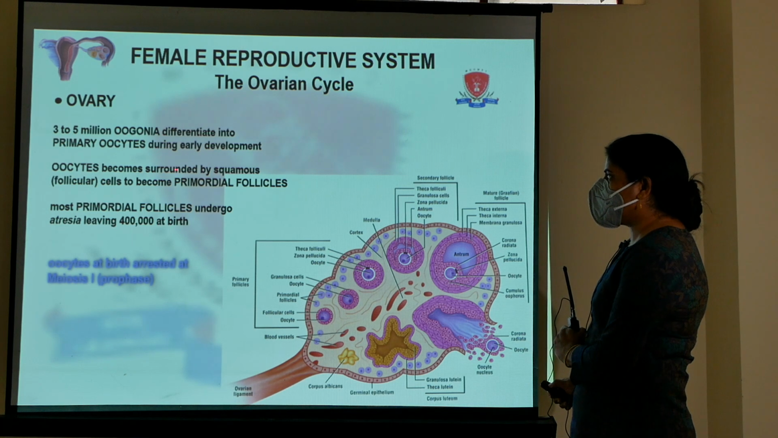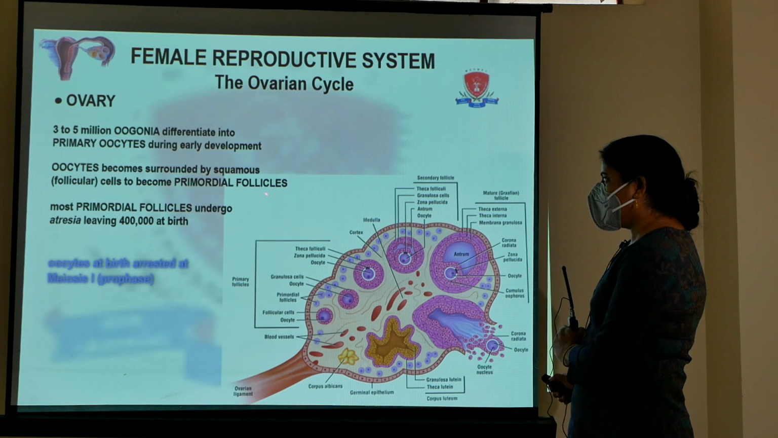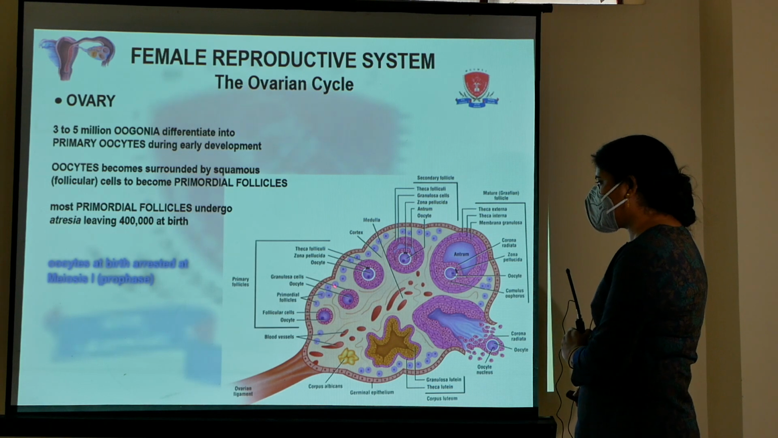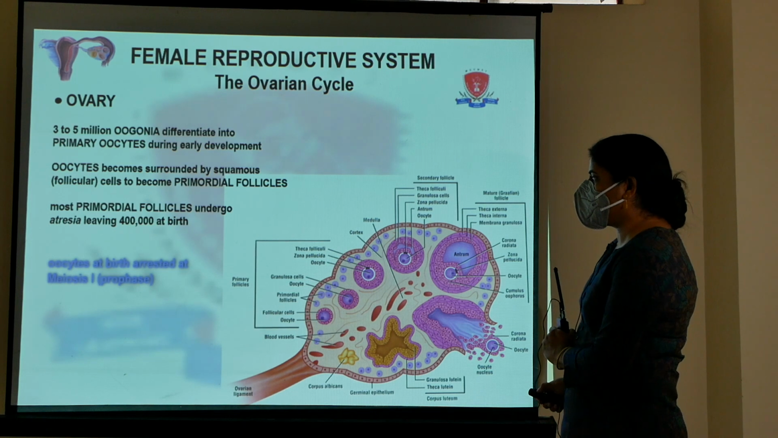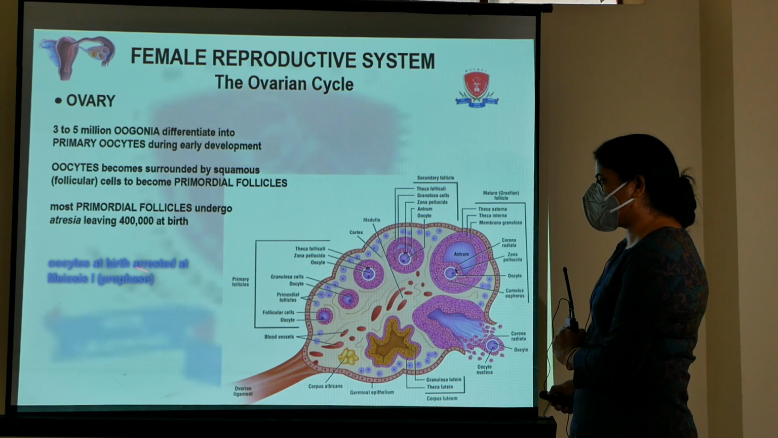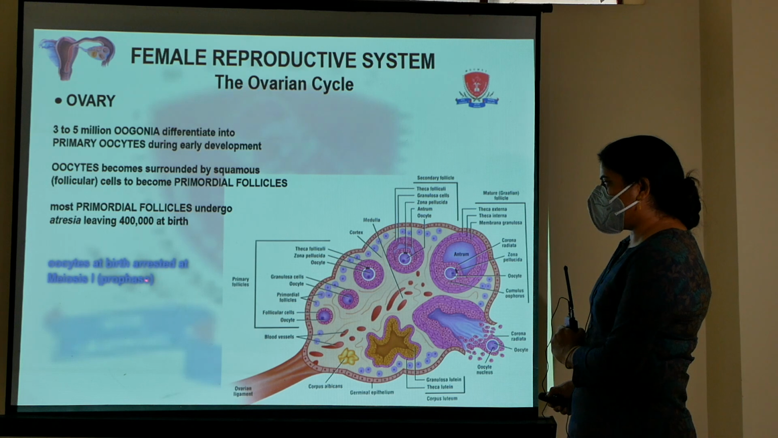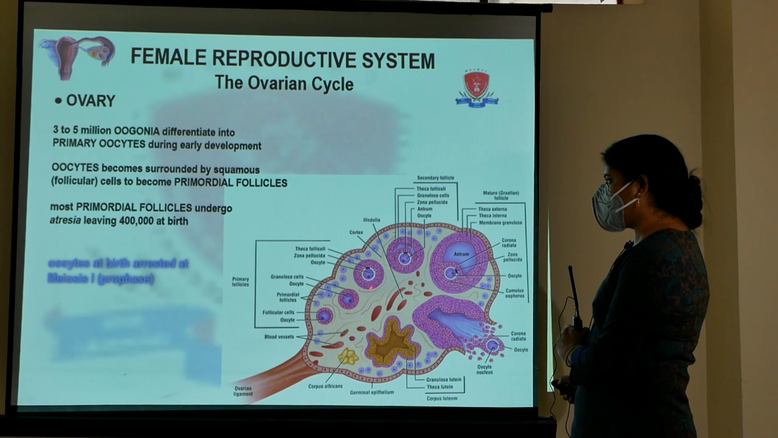Oocytes become surrounded by squamous epithelial cells to become primordial follicles, and these primordial follicles get arrested at the prophase of meiosis 1. This is a special point to be remembered: at what stage the primordial follicle gets arrested.